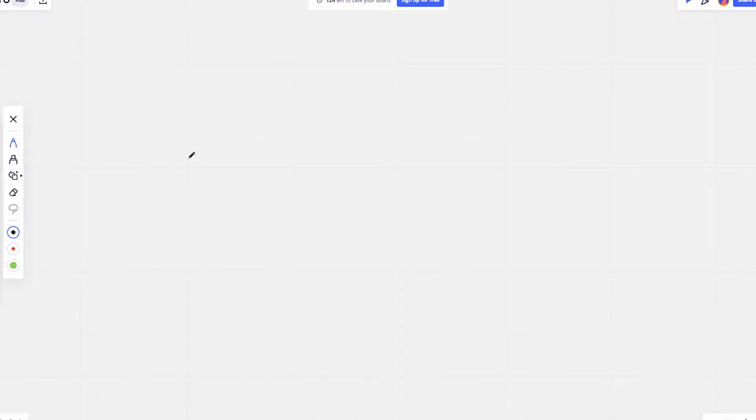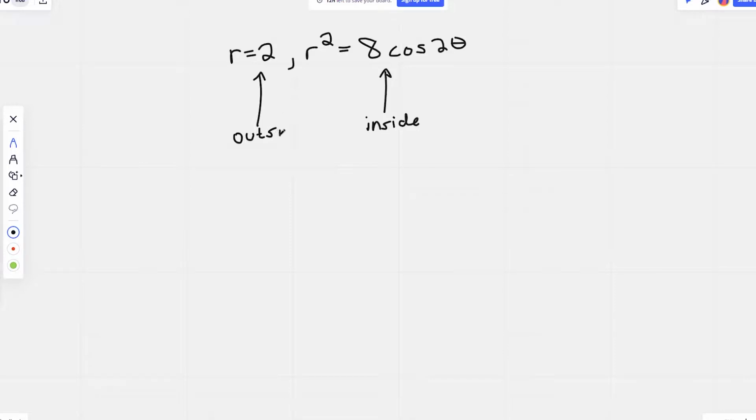Hello, so today I'm going to be going over an AP Calculus BC problem in which you're given two polar equations, r equals 2 and r squared equals 8 cosine 2 theta. And you're going to have to find the area of the indicated region. In this case, the indicated region is inside the graph of r squared equals 8 cosine 2 theta, which is called a lemniscate, and outside the graph of r equals 2.